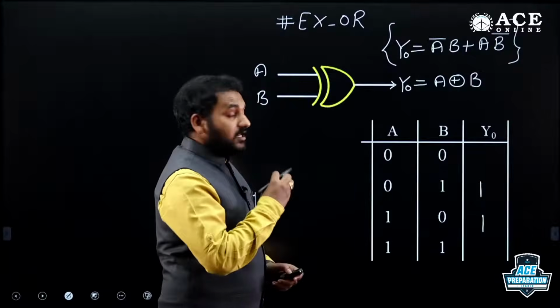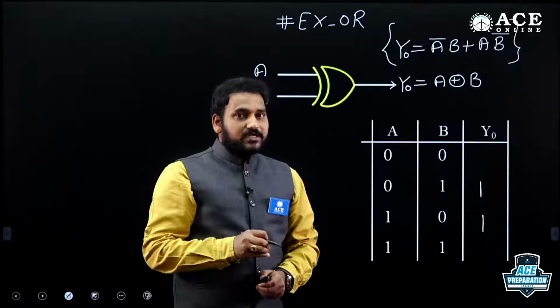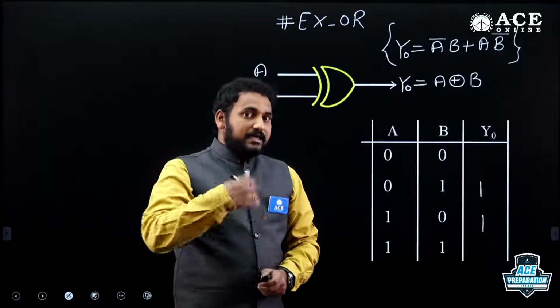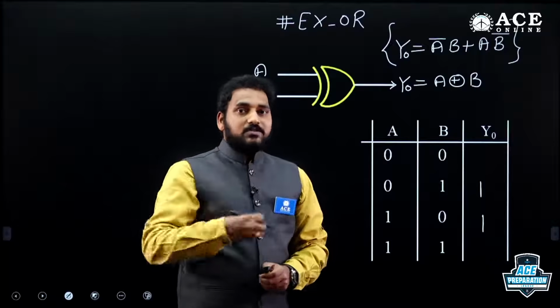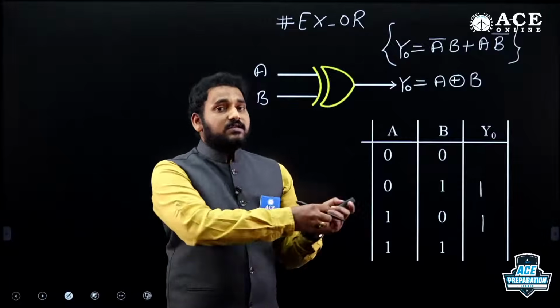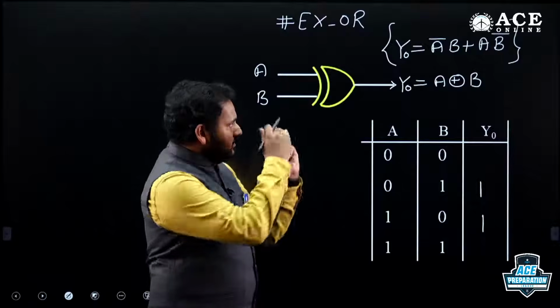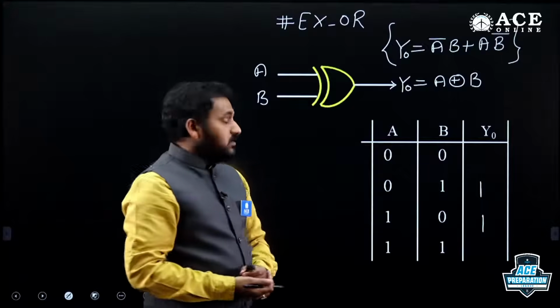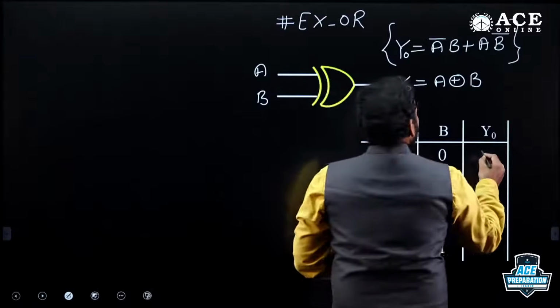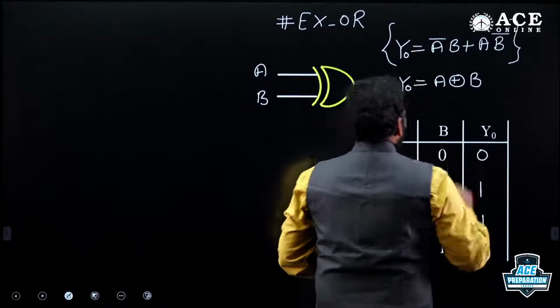In this session, I can cover only 2 input XOR and XNOR gates. 3 input XOR, XNOR with multiple inputs, that story is completely different. First, we'll discuss only 2 input XOR gates and their combination-related problems, right? Outputs will be 0 and 0.